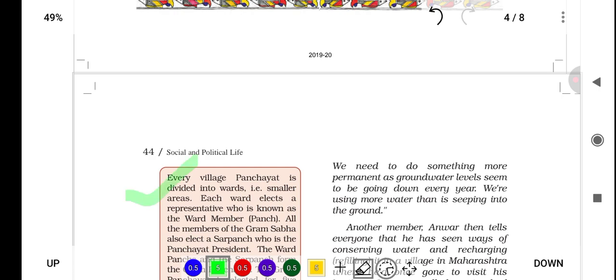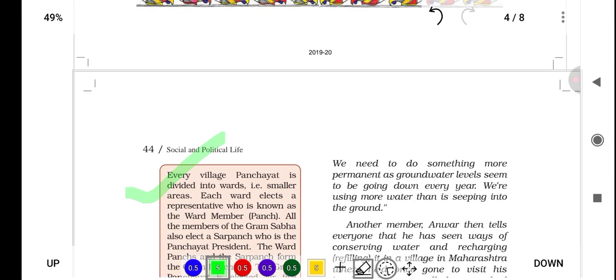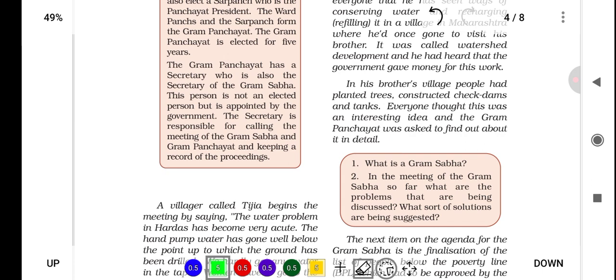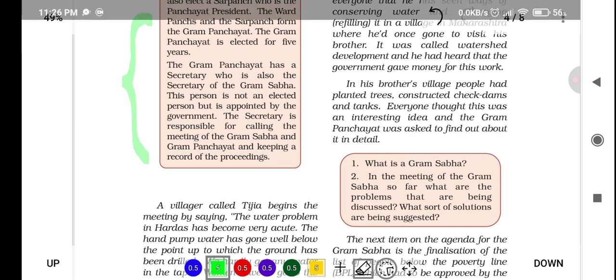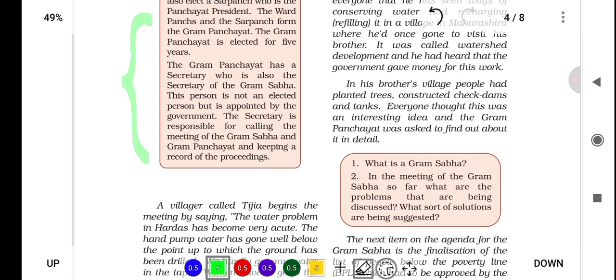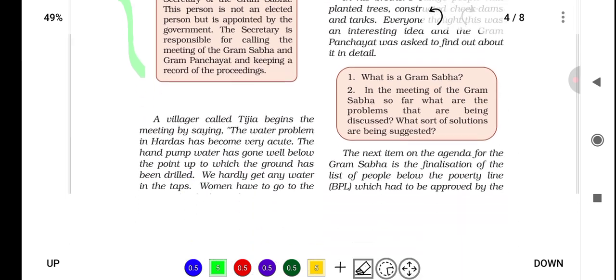Every village panchayat is divided into wards, that is smaller areas. Each ward elects a representative who is known as the ward member, or Panch. All the members of the Gram Sabha also elect a Sarpanch, who is the panchayat president. The ward Panch and Sarpanch form the Gram Panchayat, which is elected for 5 years. The Gram Panchayat has a secretary who is also the secretary of the Gram Sabha. This person is not elected but is appointed by the government. The secretary is responsible for calling the meetings of the Gram Sabha and Gram Panchayat and keeping a record of the proceedings. So let's continue the story.